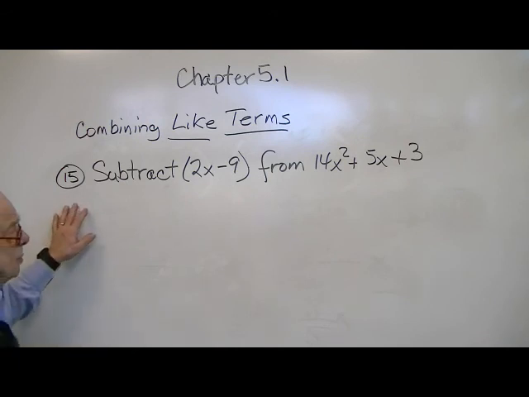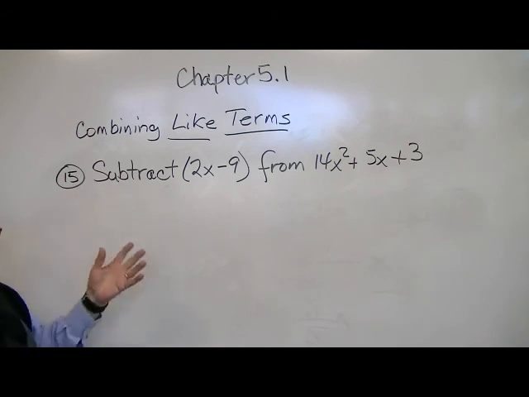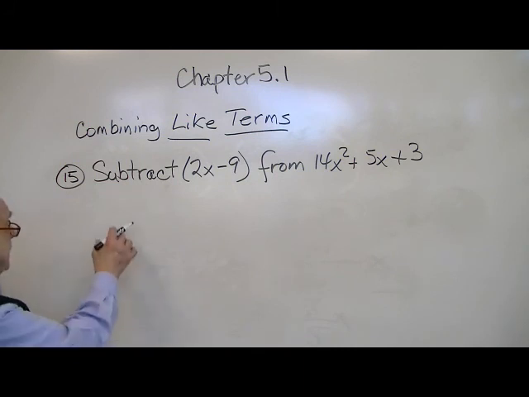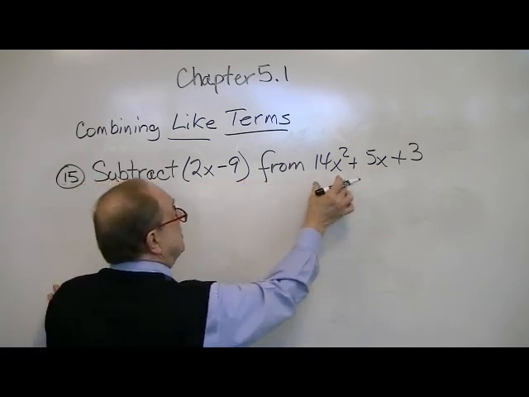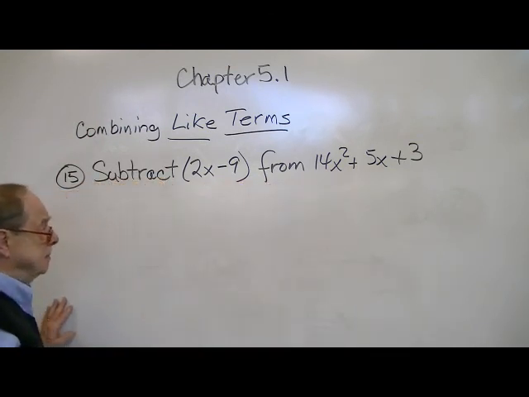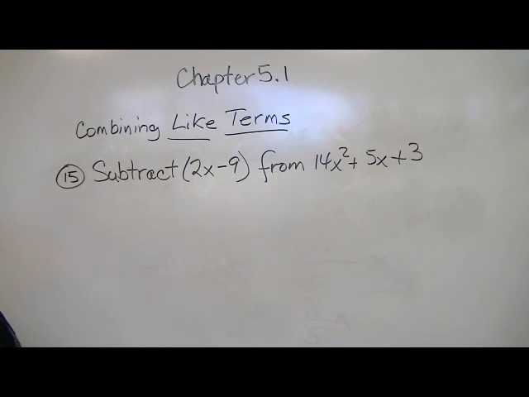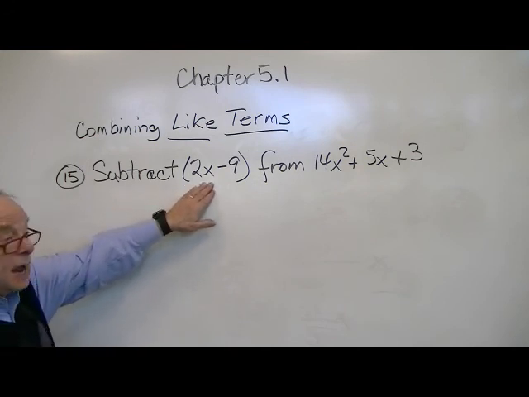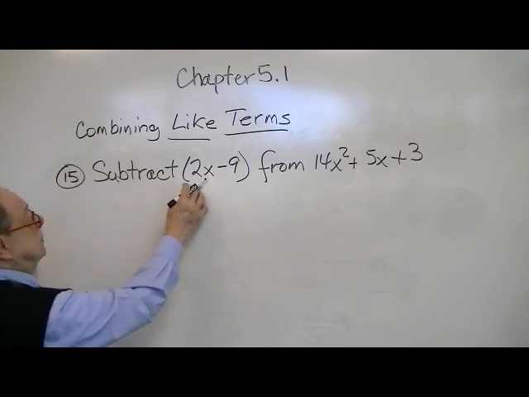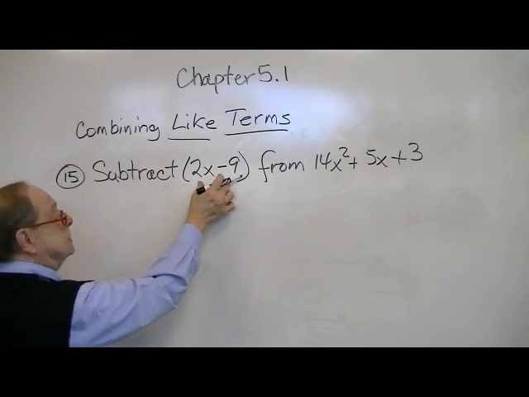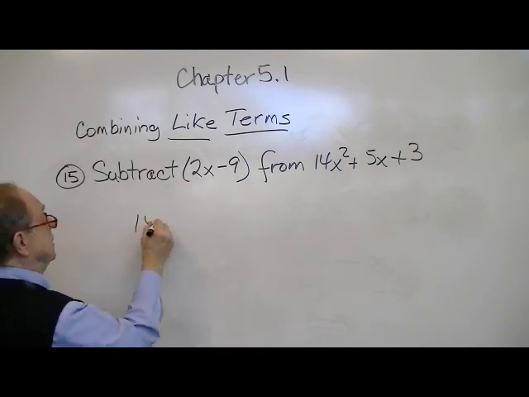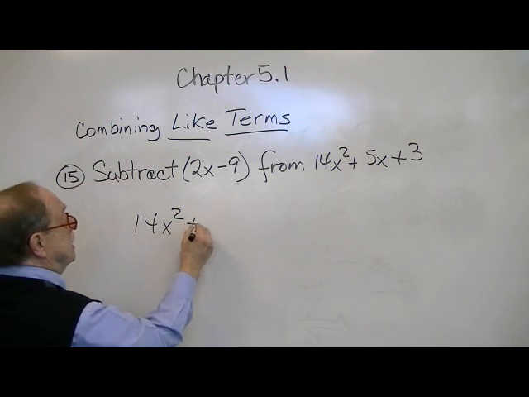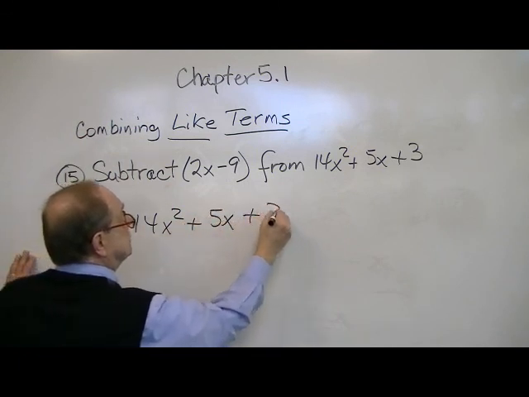Now another type of problem you're going to have is where part of it may be written, and they say subtract this binomial from this trinomial. So you want a strategy. And the strategy would be, if they say subtract, all you have to do with these two, change the signs. All right, we'll write this one down first. 14x squared plus 5x plus 3.